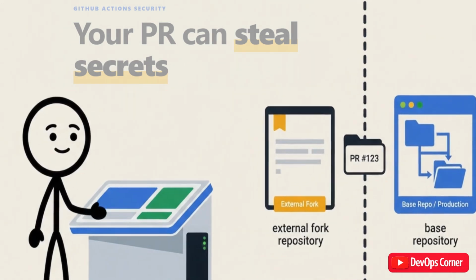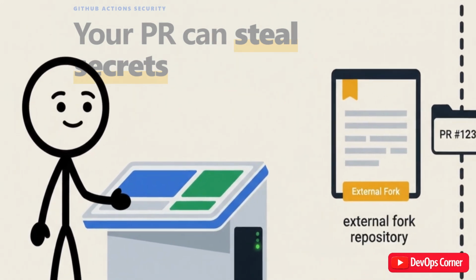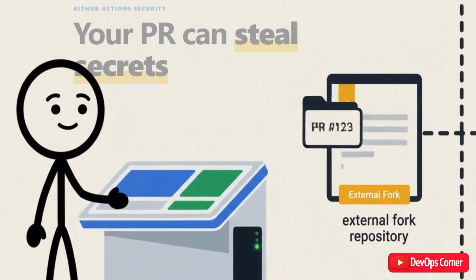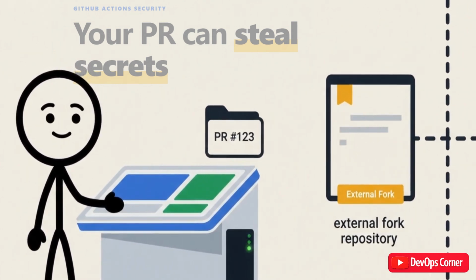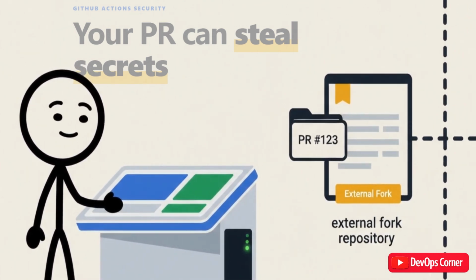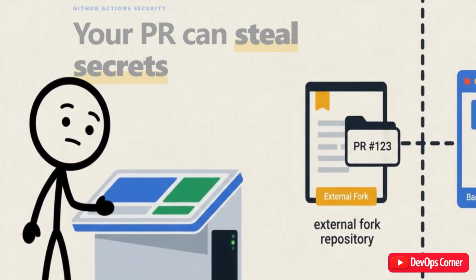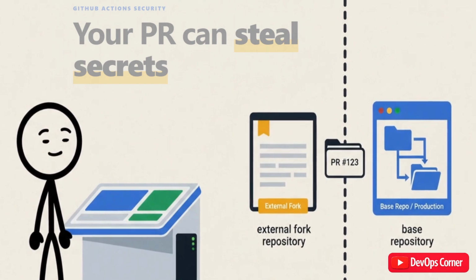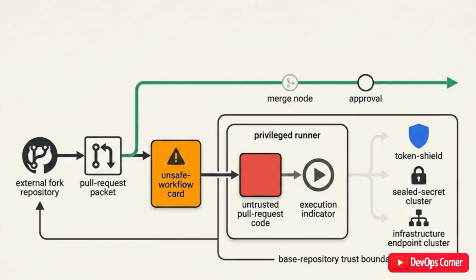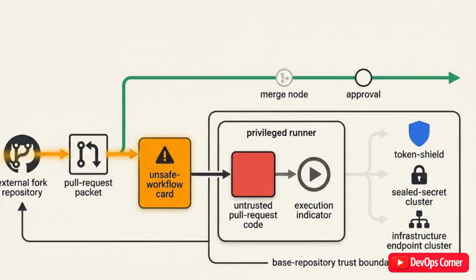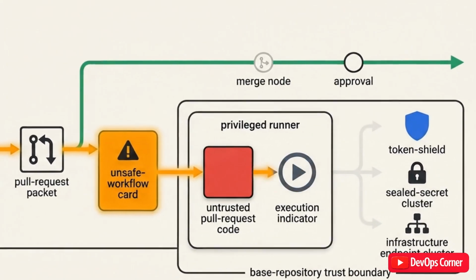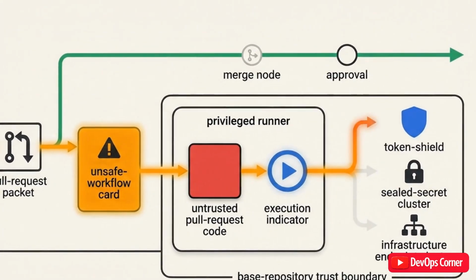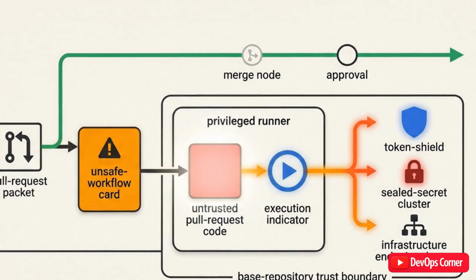Imagine reviewing your continuous integration pipeline on a quiet Tuesday afternoon. An external contributor opens a pull request against your public repository. Absolutely no code has been merged. No human has even approved the changes. Yet behind the scenes, an unsafe workflow silently picks up that pull request and runs the stranger's code. Worse, it's running that code with your base repository privileges, effectively handing an unknown entity the keys to your infrastructure.